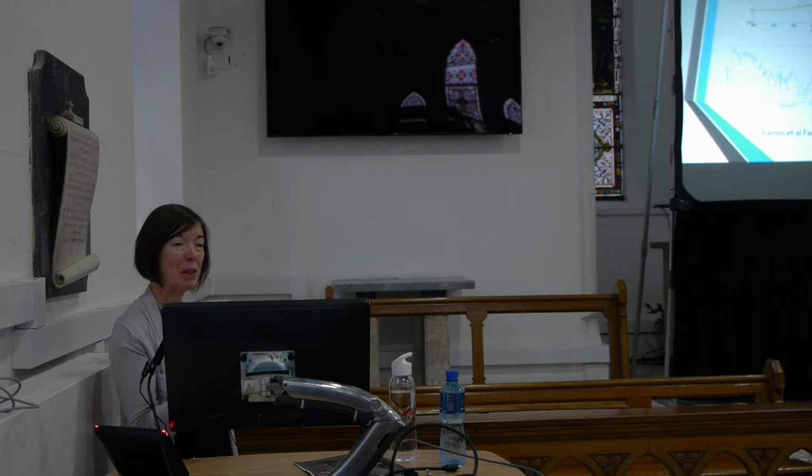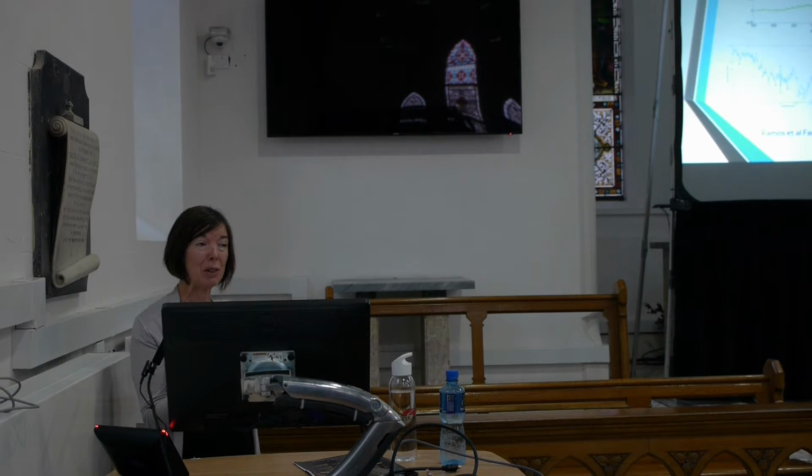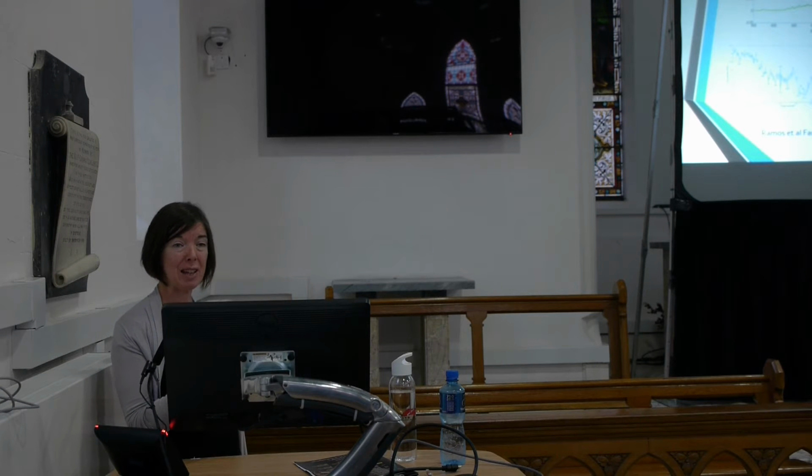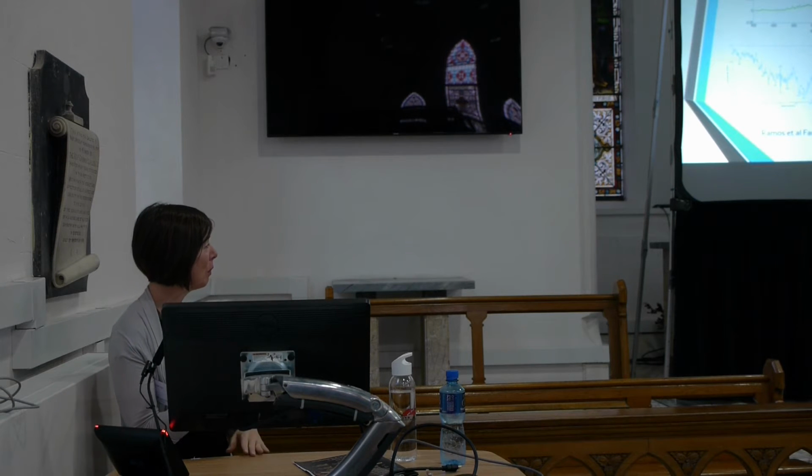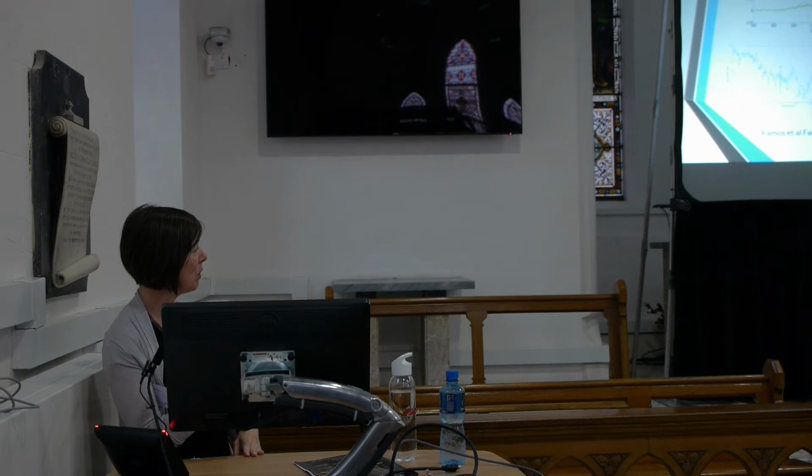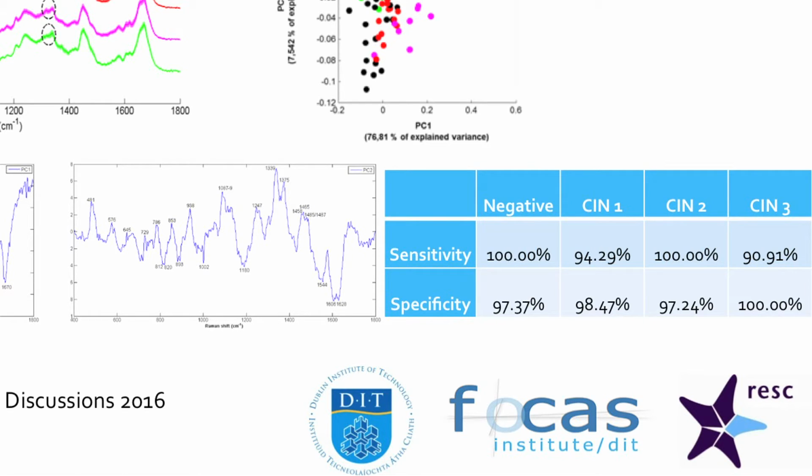We can also do something called a supervised analysis, so principal component analysis, linear discriminant analysis, and this allows us basically to build a classification model. So using basically a modeling set of data where we know that it's negative or low grade or high grade, and then we use a test set where we don't know what it is and we try and classify which grade of cancer or whether it's normal. And you can see that we can do this with very high sensitivity and specificity, so between 90 and 100%. So this is much better than what's currently used in the PAP test.